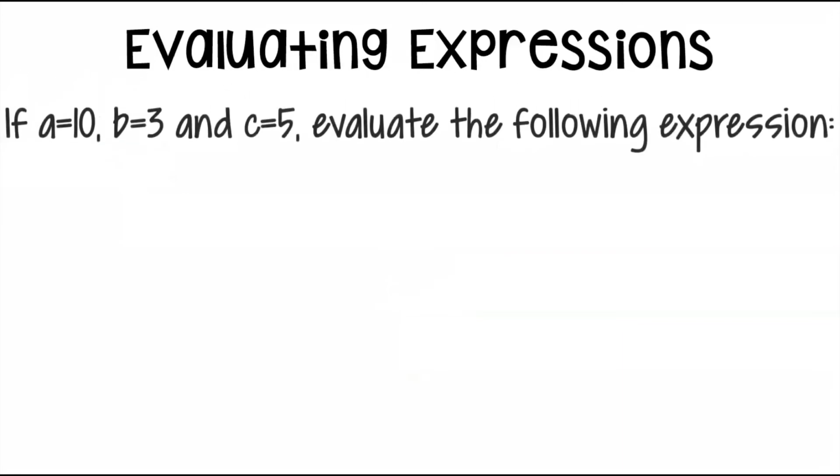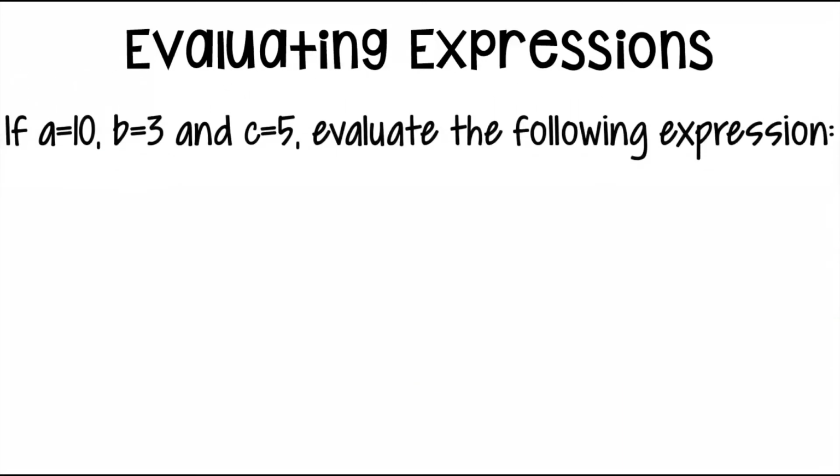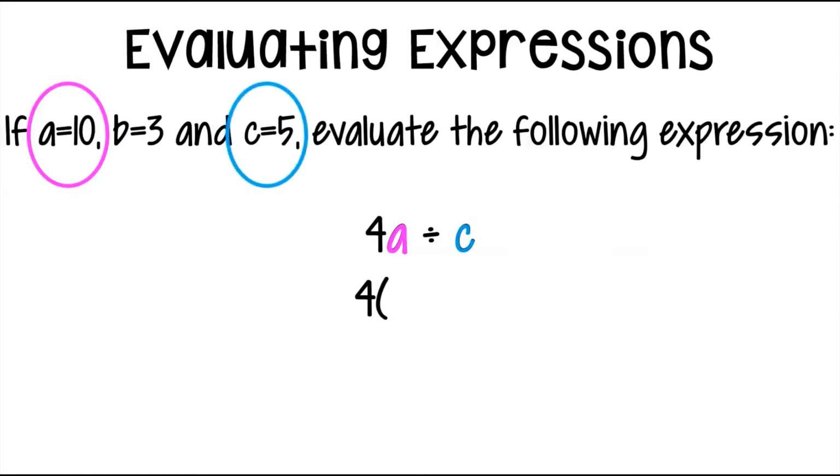Here's another example. Again, if a is 10, b is 3, c is 5, we want to evaluate the following expression: 4a divided by c. You'll notice that in this expression we have two variables, a, which has a value of 10, and c, which has a value of 5. When we substitute and rewrite the expression, the a turns into a 10 and the c turns into a 5, and everything else remains the same.